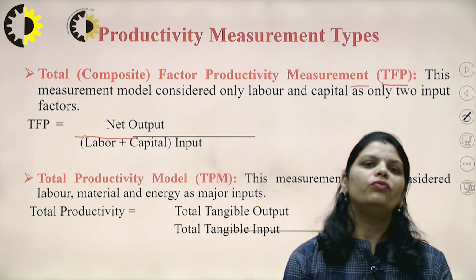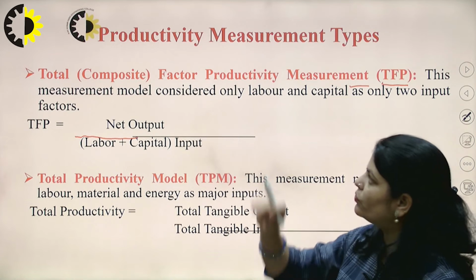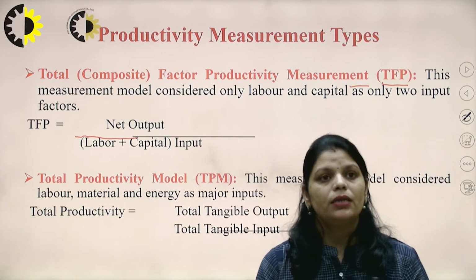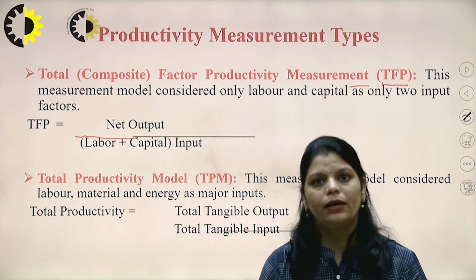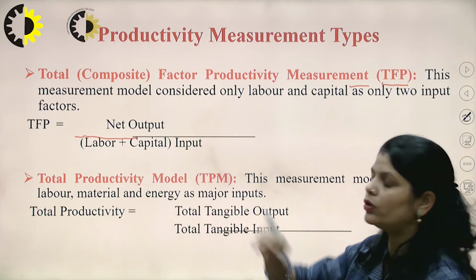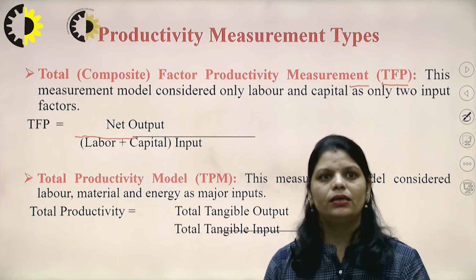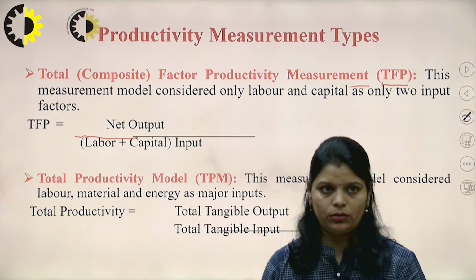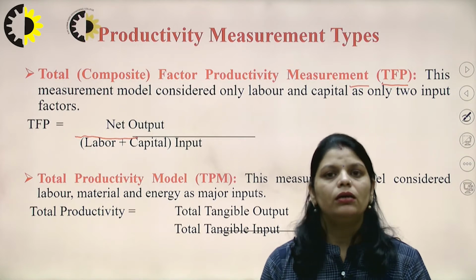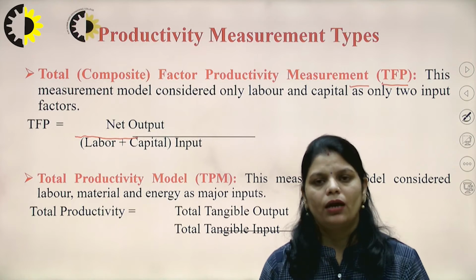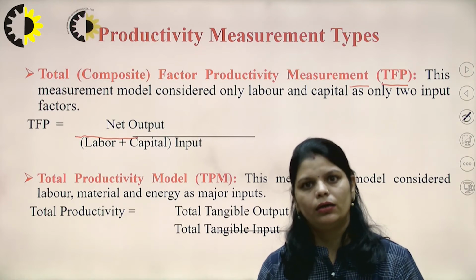Okay. Now we will discuss the advantages of this particular model. It is easy to obtain the data and to understand, because we are dealing only with the two input factors. So we can easily obtain the data. Clear? And it is easy to understand also. And there is ease of aggregation across the industries.